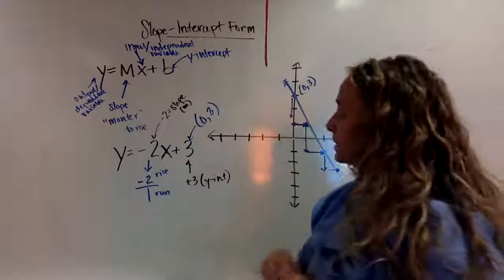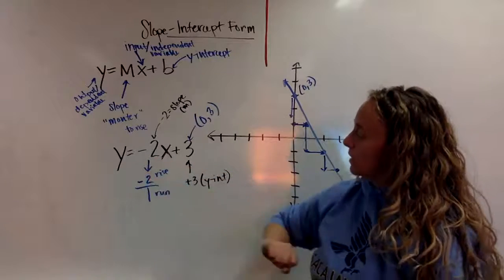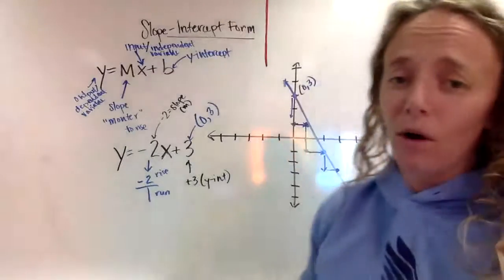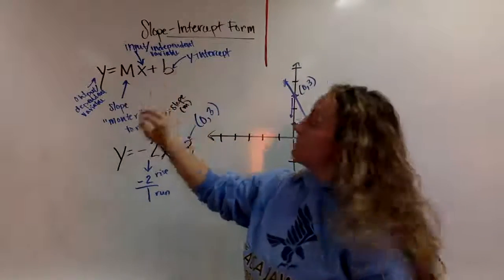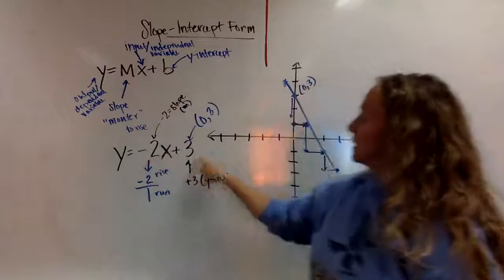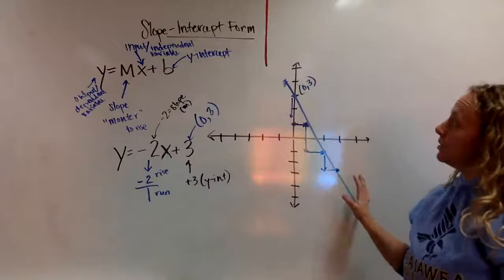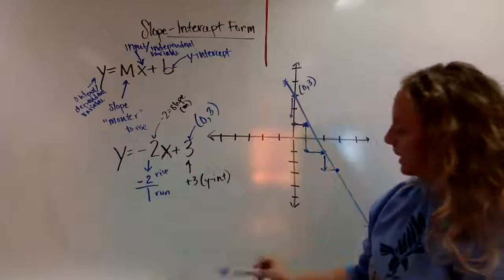If I have my slope in fraction form, or I can turn a whole number into a fraction, then I can easily see my rise over run. It's really helpful. So slope-intercept form, to wrap it up, we can easily see our slope and our y-intercept, which then allows us very nicely to graph a line. And it also allows us to take this graph and turn it into an equation.